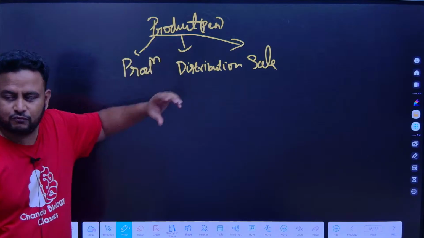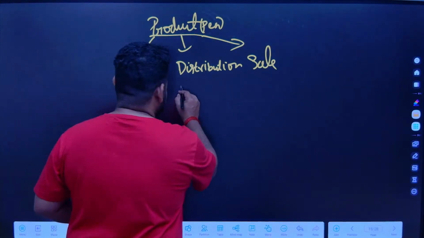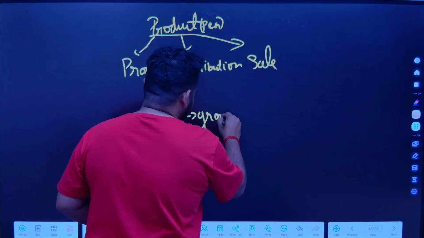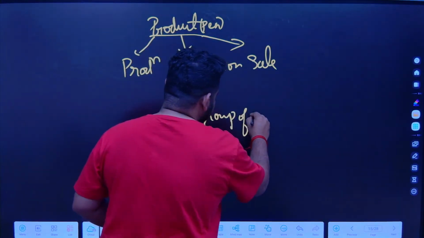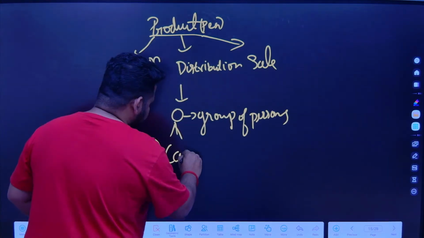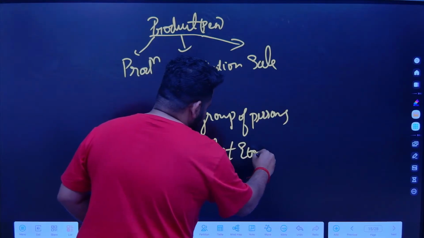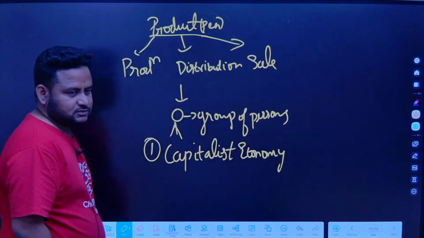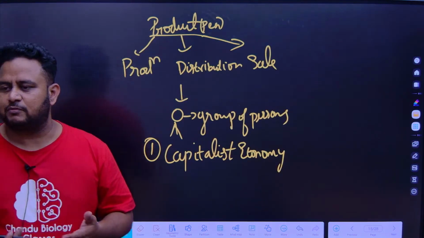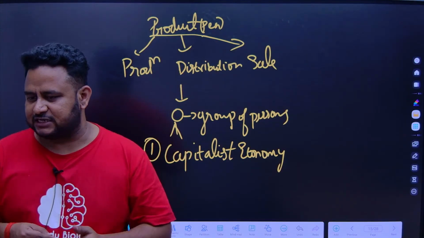If it is under one private person who is not the government, that is called capitalist economy. It is under one person or a group of persons. That is called capitalist economy. For example, the US, and even India is also capitalist to some extent. For example, take Jio, Ambani. He produces the goods, distributes and sells them. He is a capitalist, correct?